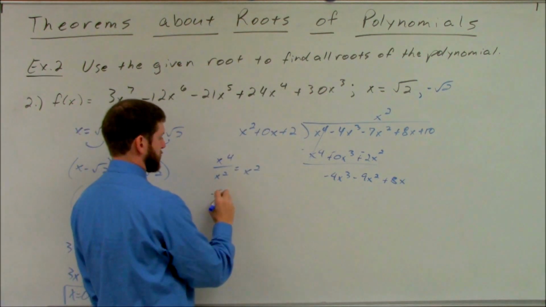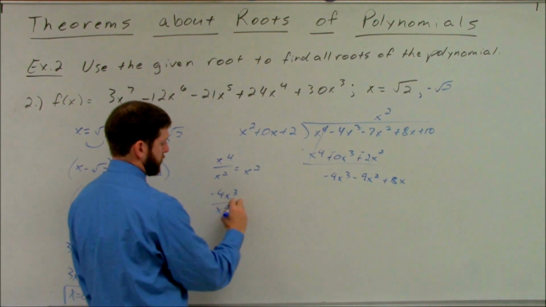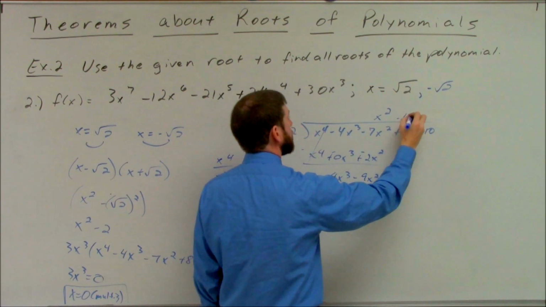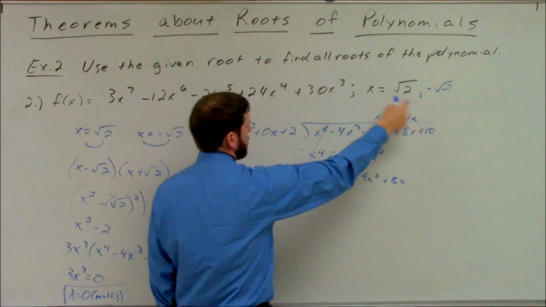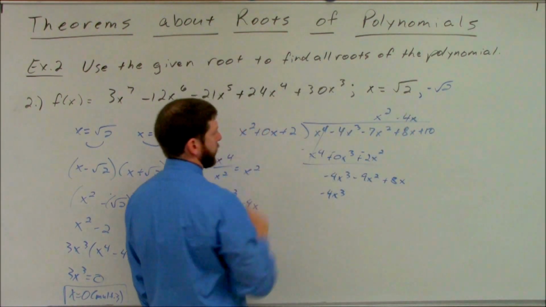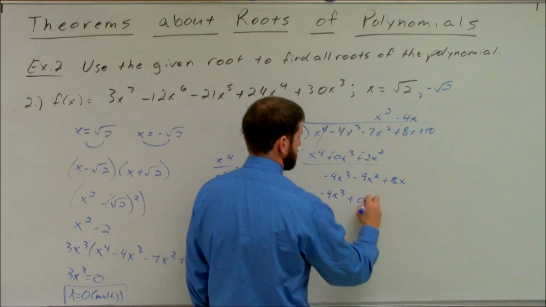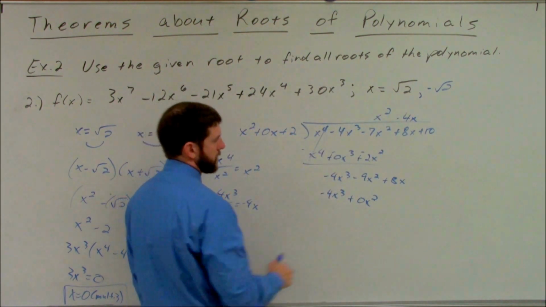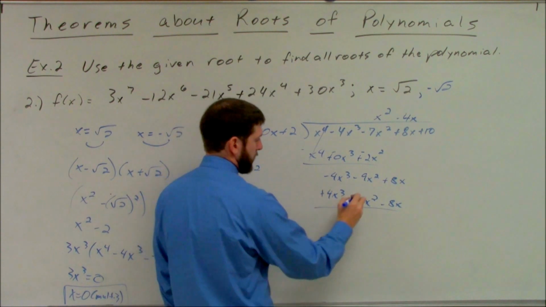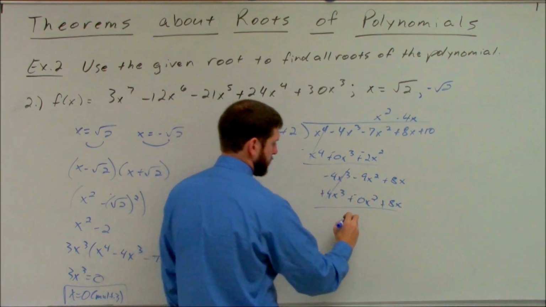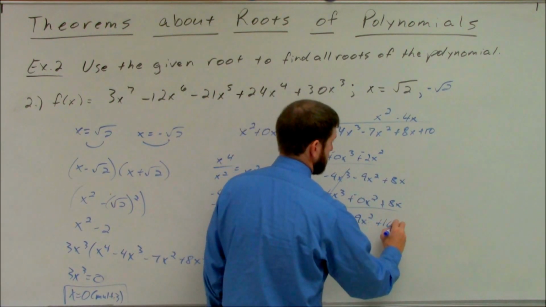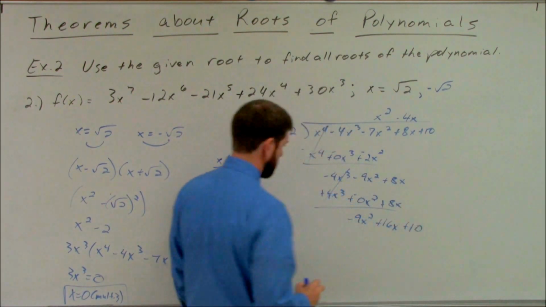First divided by first. Negative 4x cubed over x squared is negative 4x. Multiply then subtract. So negative 4x times x squared is negative 4x cubed. Negative 4x times 0 is 0x squared. Negative 4x times 2 is negative 8x. Subtract, so we draw our line, change our signs. Those cancel. Negative 9x squared plus 16x plus 10.